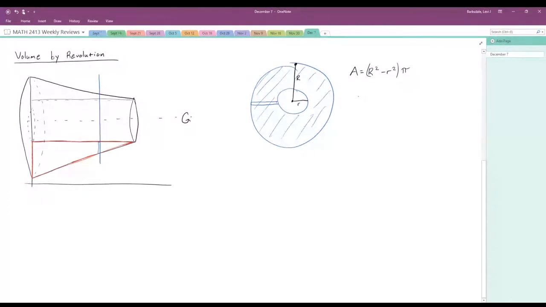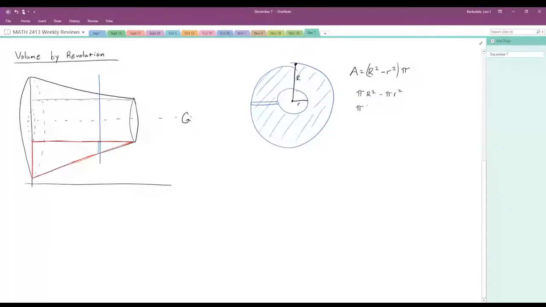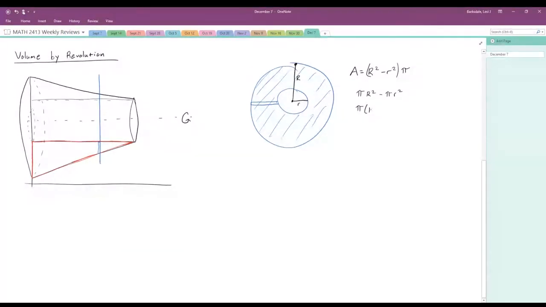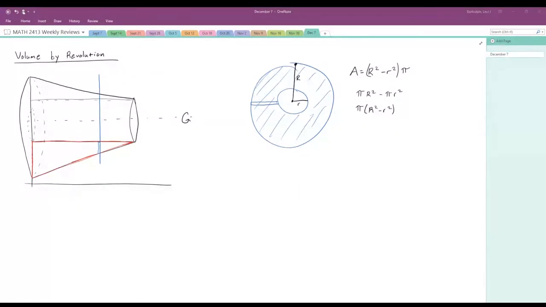So the area of my large circle is pi times capital R squared. The area of my lower circle is pi times lowercase r squared. And then I can just factor out my pi, and that's where I get my nice pi times (R squared minus r squared). So this is the area of a single circle.